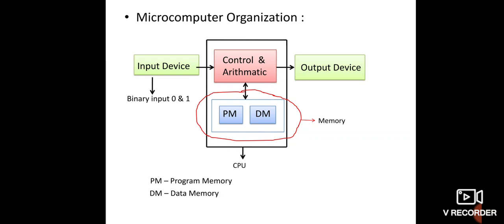And why this microprocessor? All small devices are packaged in a single chip. So size will be reduced, costing will be reduced. So this microprocessor chip is used in advanced techniques and all electronic components also. This is the basic organization of microcomputer and evolution of microcomputer. Understand, students? Thank you.